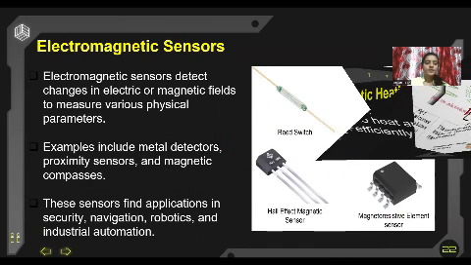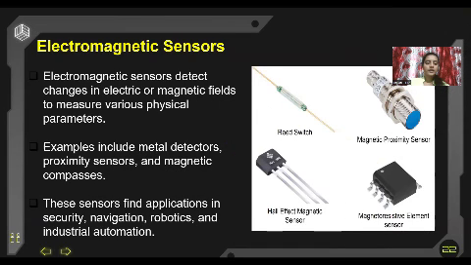Electromagnetic sensors. Electromagnetic sensors detect changes in electric as well as magnetic fields to measure various physical parameters. Examples are metal detectors, proximity sensors, and magnetic compasses. These sensors find applications in security, navigation, robotics, and industrial automation. There are many sensors like the reed switch, magnetic proximity sensor, Hall effect magnetic sensor, and the magnetoresistive element sensor.